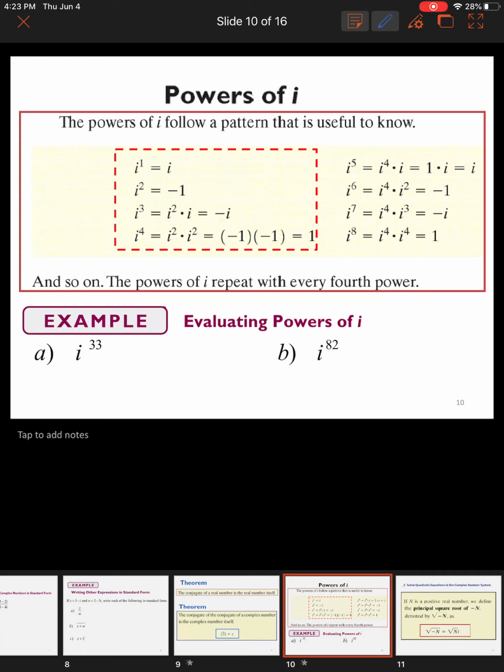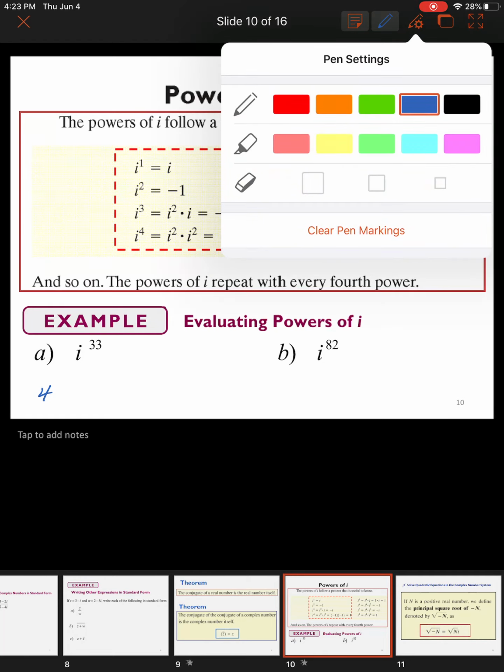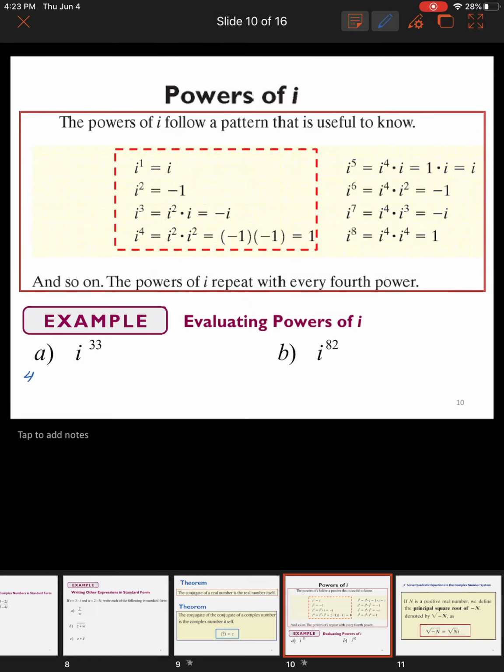So let's say we have this example, i to the 33rd. We want to know what that is. So the trick is take 33 and divide it by 4 and find out what the remainder is. The only thing I'm concerned with is the remainder. 4 will go into 33 8 times. That gives me a remainder of 1. So that tells me that i to the 33rd is the same thing as i to the first. So that is i.